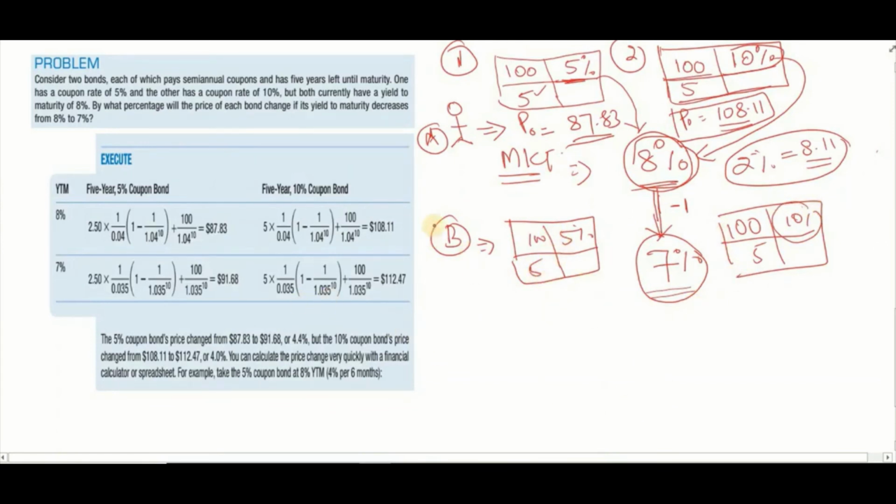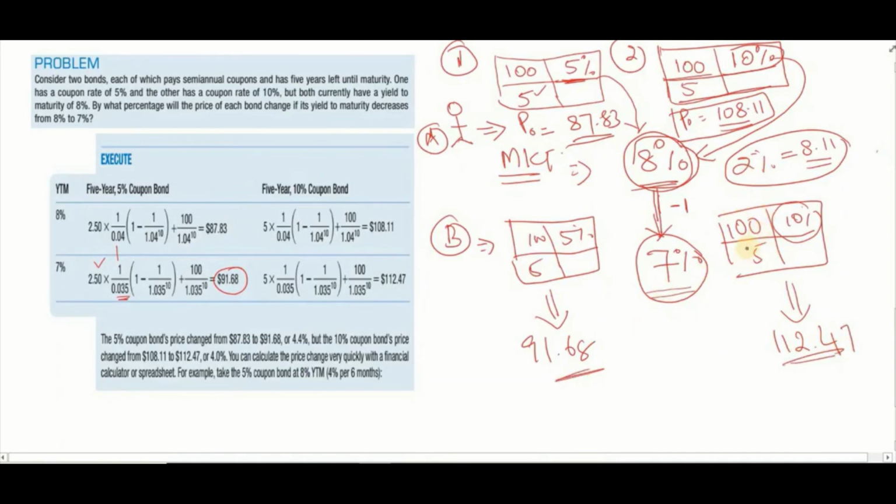So if you see the situation here, these will remain the same because they are semi-annual coupon payments, and now from 8% to 7%, so that will be 3.5%, and the answer would be 91.68. The new price for this bond will be 91.68, and the new price for this bond will be 112.47, right? This is a very simple case.